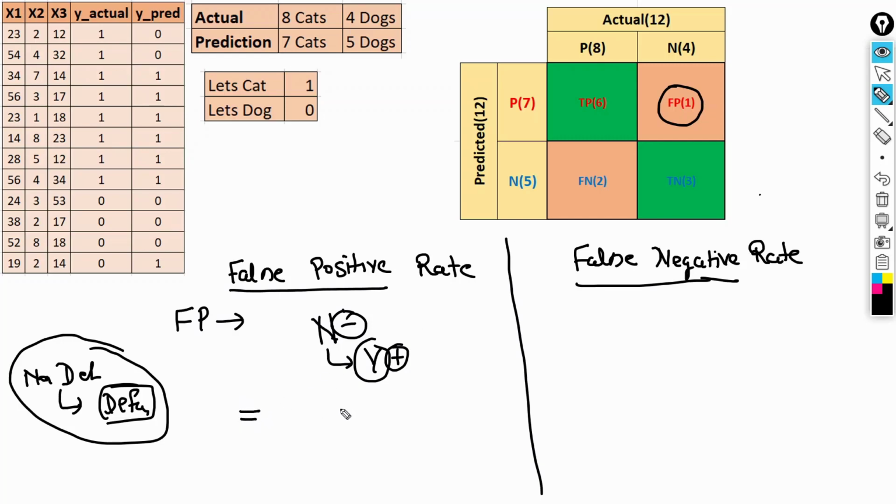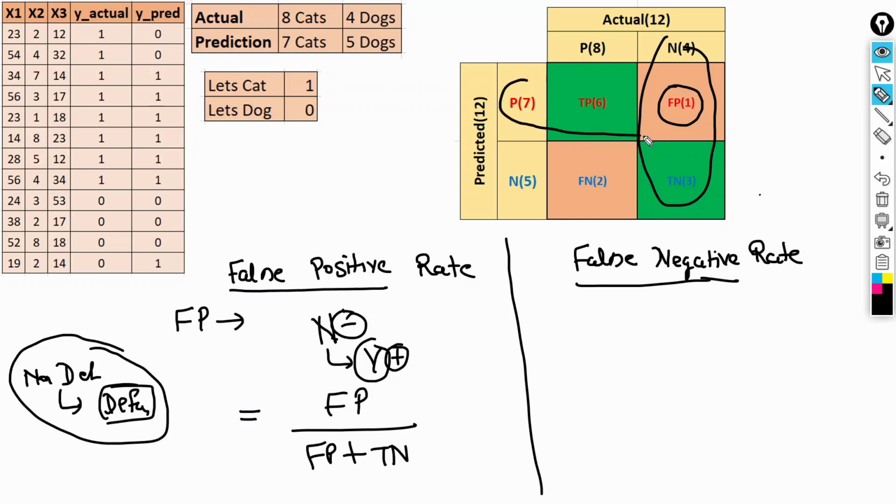So we have to check the rate of the misclassification of the negative classes. We can say that FP is what we get in the prediction, and in actuality the total negative classes are FP plus TN. So out of these negative classes, how many incorrect classifications is my model doing? Only this particular term. So FP is 1 divided by 1 plus 3. It means 1 by 4, which means 25% of the negative classes my model is misclassifying.